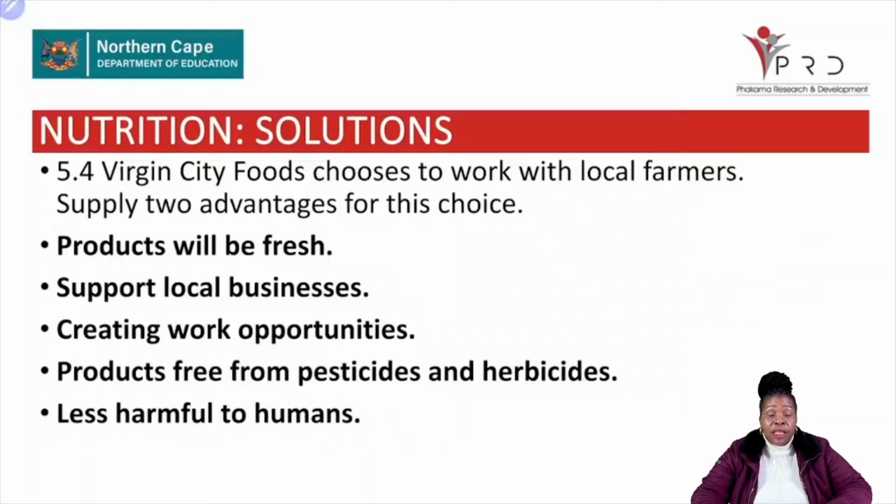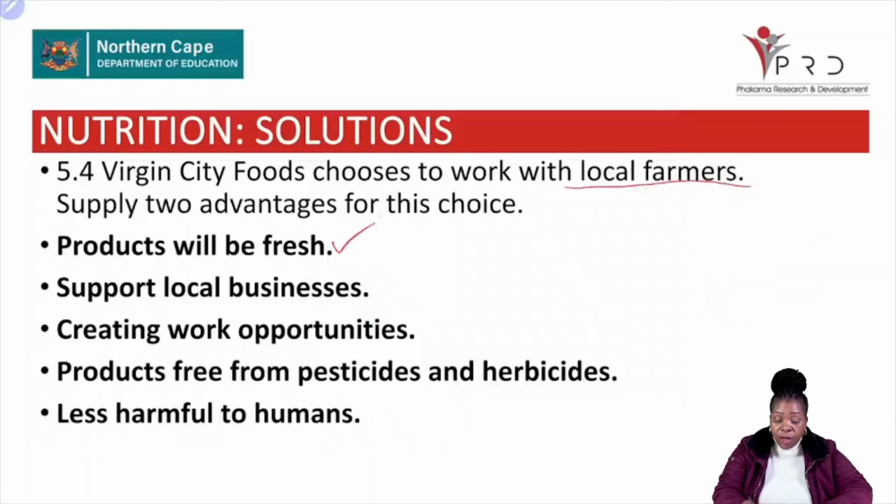It says Virgin City Foods chooses to work with local farmers. Supply two advantages for this choice. So local farmers means that the products will be fresh. Why? Because they are used locally. They don't have to be transported for thousands and thousands of kilometers away.